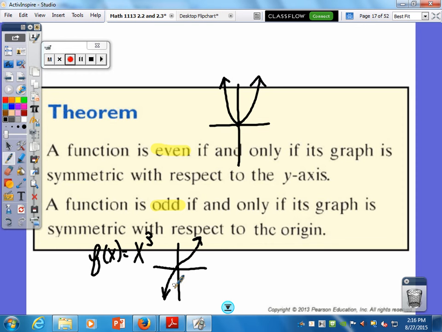So why do we not have something that is symmetric with respect to the x-axis? If something is symmetric with respect to the x-axis, what happens?